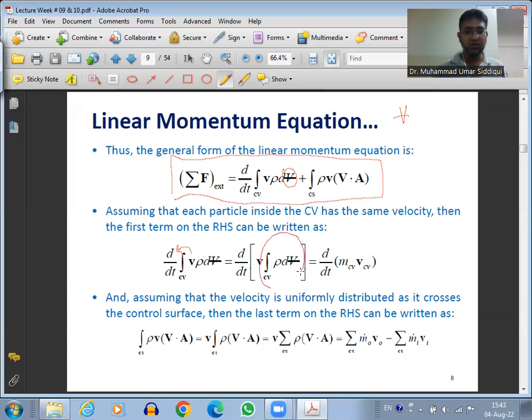Now this integral rho dV over the entire control volume is basically the mass. So we can write the first term on the right hand side as d by dt of mV. mV is the momentum within the control volume. So it is the rate of change of momentum inside the control volume. This will be the accumulation term.